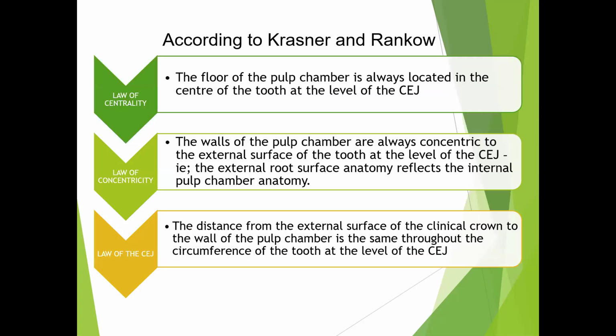Now, more important than Ingle's objectives are Krasner and Rankow's principles of access cavity preparation. First, you have the law of centrality. That is, the floor of the pulp chamber is always located in the center of the tooth at the level of the CEJ. Law of concentricity: the walls of the pulp chamber are always concentric to the external surface of the tooth at the level of the CEJ. That is, the external root surface anatomy reflects the internal pulp chamber anatomy. Law of the CEJ: the distance from the external surface of the clinical crown to the wall of the pulp chamber is the same throughout the circumference of the tooth at the level of the CEJ.